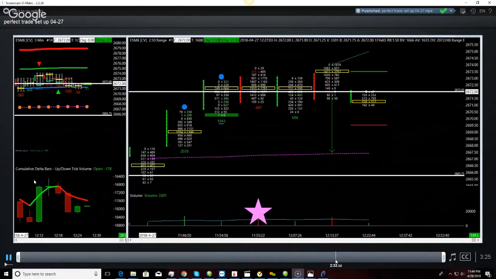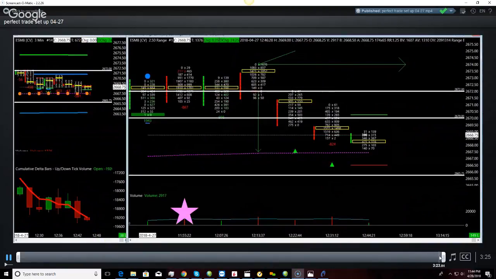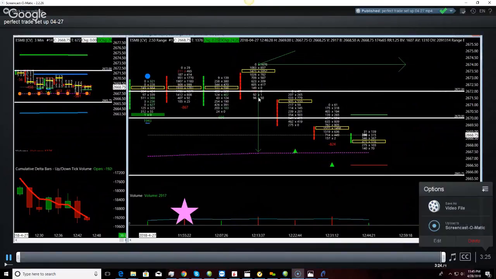So see how it looks like it's going nowhere. It's sitting there. See how it's going back and forth? And then, bam, right into VWAP. That was the target. So the short would have been approximately 2671.50. The stop would have been above here around 2675, right?